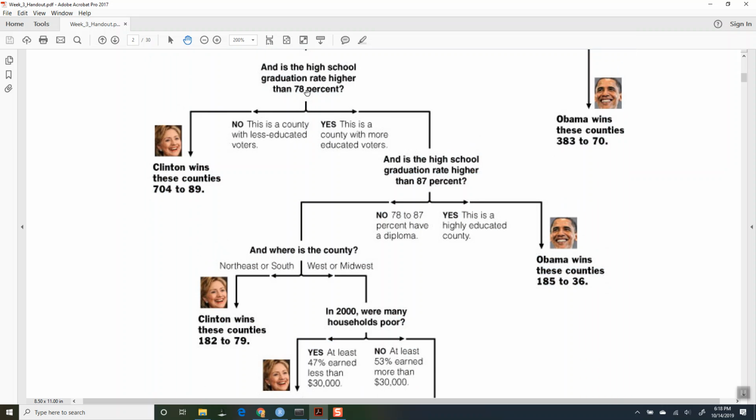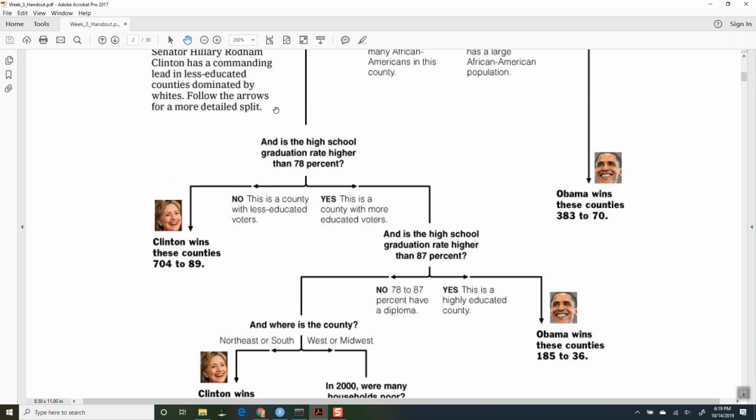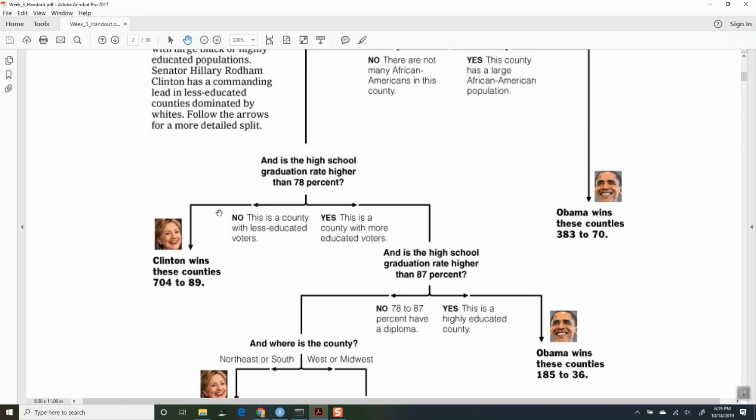And so on and so forth, using the same variable, high school graduation rate, okay? If it's less than 78%, then it goes to Clinton, and if it's greater than 87, then it goes to Obama. Now you'll notice it's not a perfect prediction, right? 784 to 89, okay? Which means if you are a county that is less than 20% black and has a high school graduation rate lower than 78%, this decision tree is going to predict Clinton, okay? But it's going to be wrong 89 times out of however many this is, 793, okay? There are 793 that fit this, and for all of them it predicts Clinton, but 89 of them don't go that way.